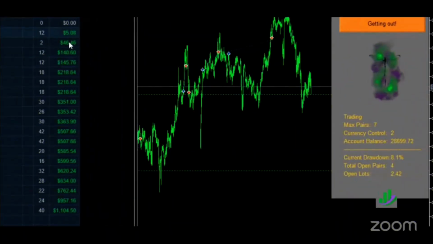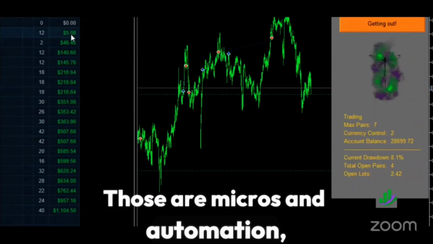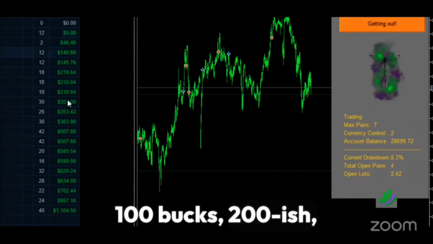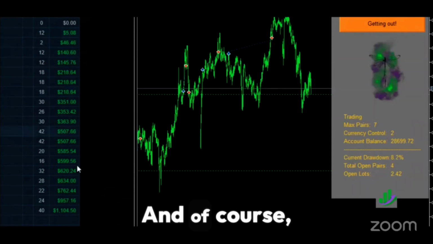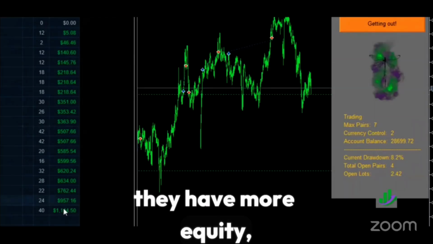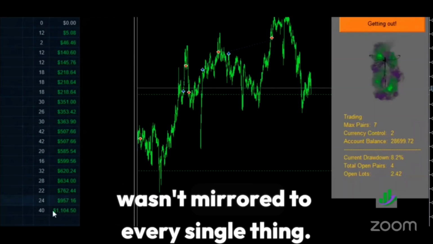To give you an idea, oh, this one's not hooked to this. This is automation, so none of these are from manual trades. I was like, why is that so tiny? Those are micros in our automation, but everything else is $100, 200-ish, 300-ish, 500-ish. Then of course, these are either bigger accounts or they have more equity, or I took another manual trade that wasn't mirrored to every single thing.